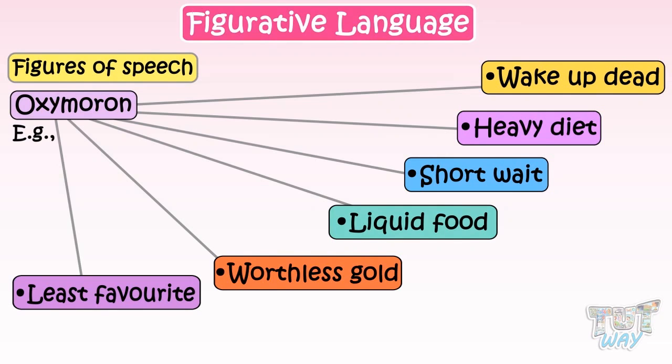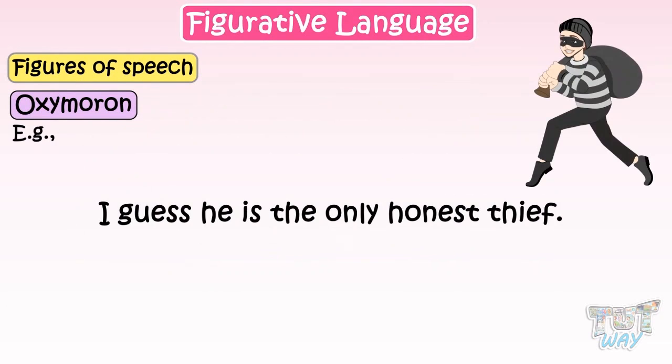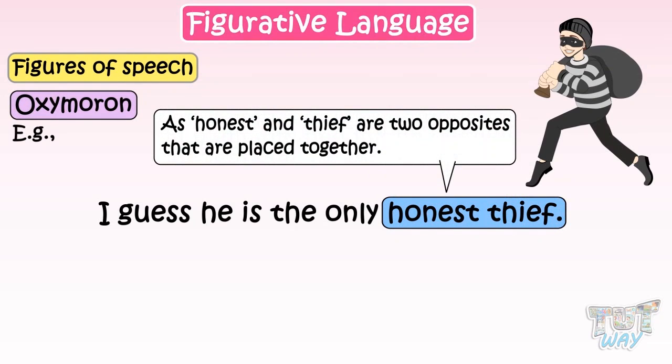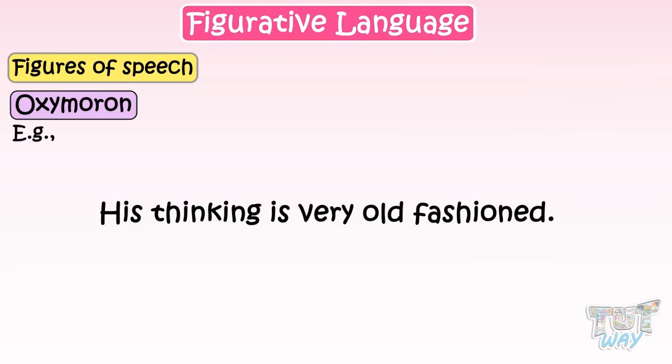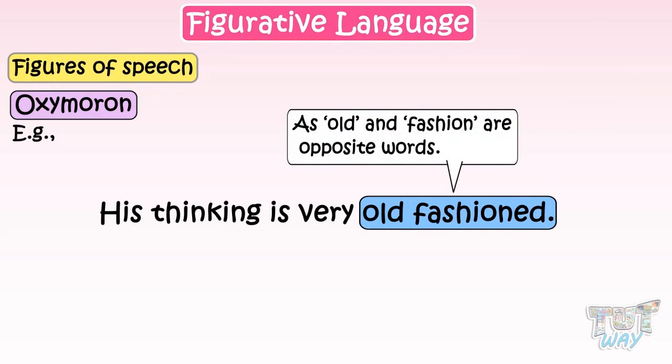Let's see some example sentences. "I guess he is the only honest thief." Here, honest thief is an oxymoron, as honest and thief are two opposites that are placed together. His thinking is very old-fashioned. Here, old-fashioned is an oxymoron, as old and fashion are opposite words.